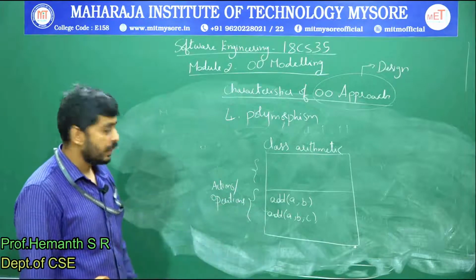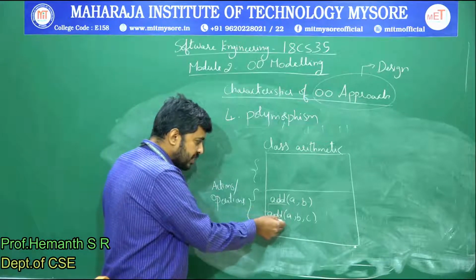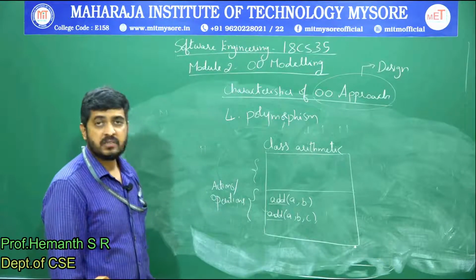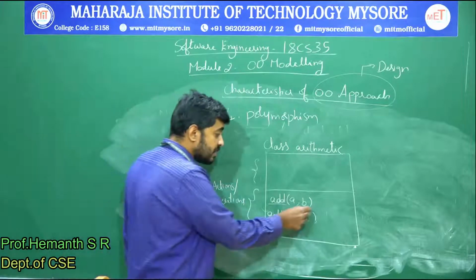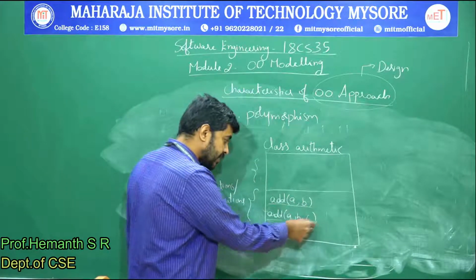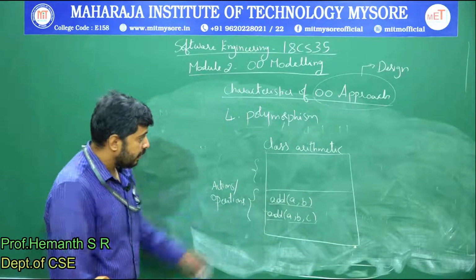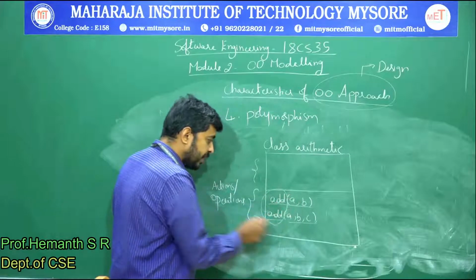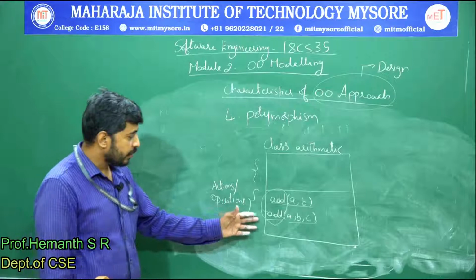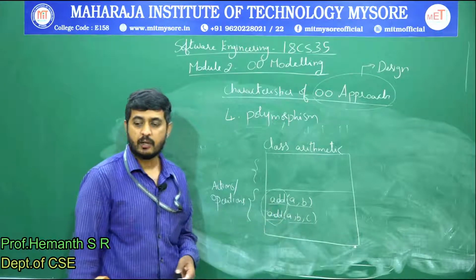So what is your observation here? Please note, the operations or actions have the same name, add. Now what is the difference? The difference is in the arguments. In the first case there are only 2 arguments, in the second case there are 3. The function name is the same, the action is the same, but it will change depending on the number of arguments.